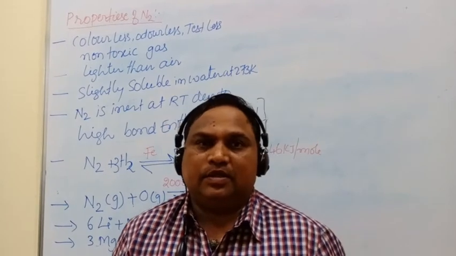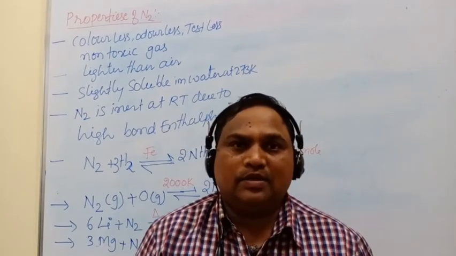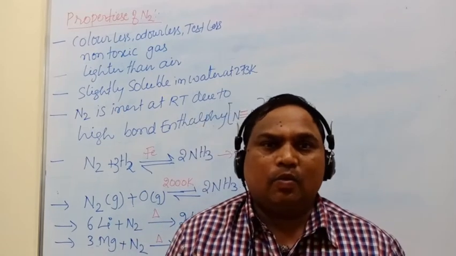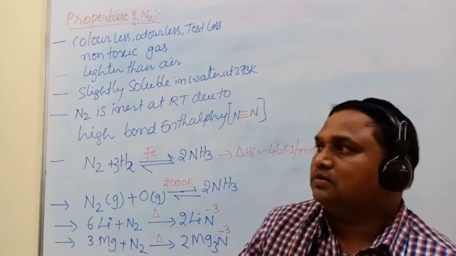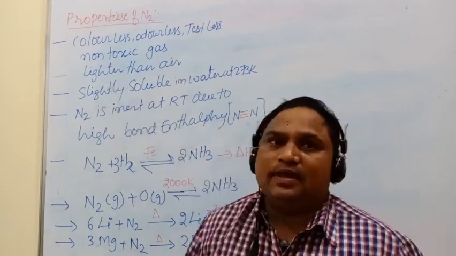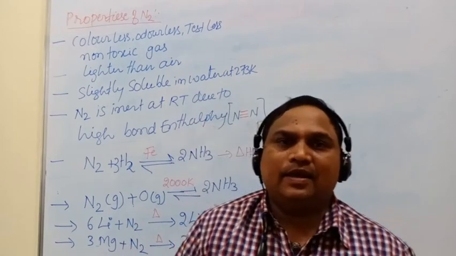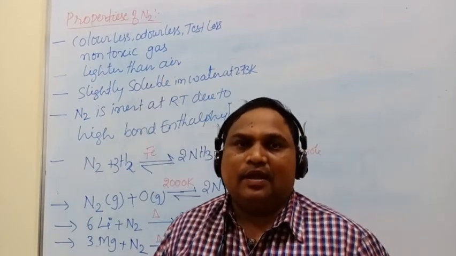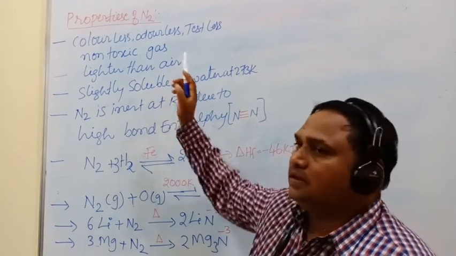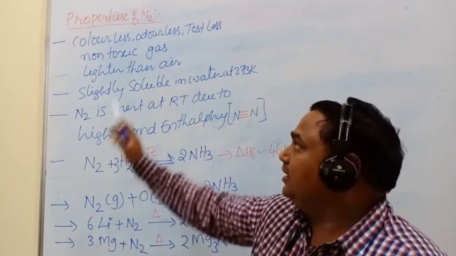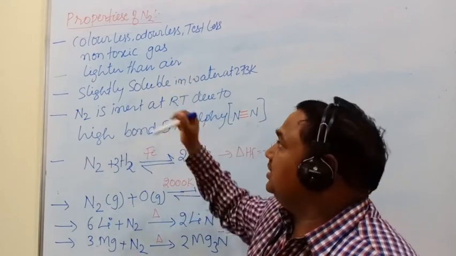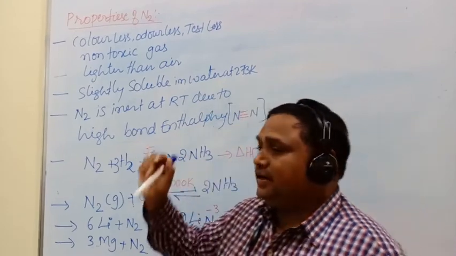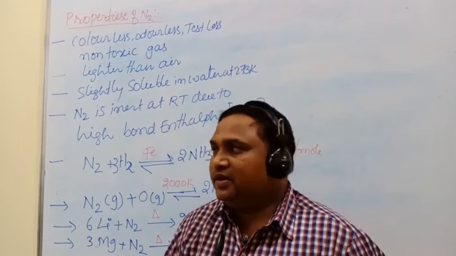Properties of dinitrogen. Dinitrogen is a colorless, odorless, tasteless, non-toxic gas. Dinitrogen is lighter than air. In the last class we studied that the boiling point of dinitrogen is 77 Kelvin, and the boiling point of oxygen is 90 K. That's why dinitrogen is lighter than air, and it is slightly soluble in water at 273 K.